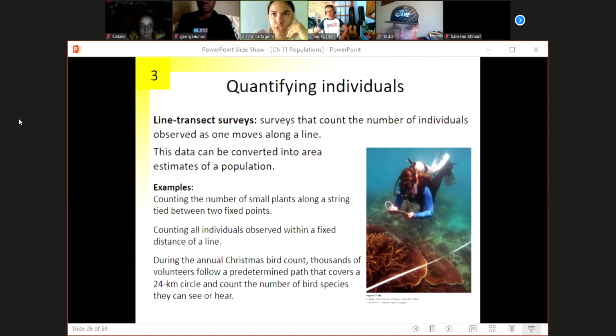Because with the quadrats, since it's 1 by 1 meters and the whole area you're measuring is like 100 meters, couldn't you just multiply whatever you find by 100? So how would you do anything like that with this type of survey?